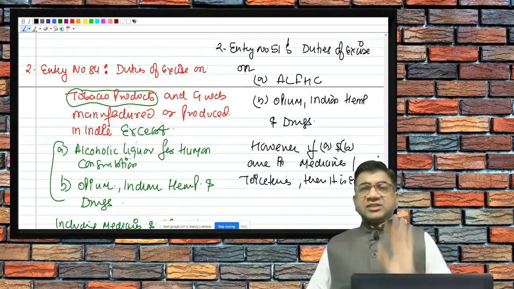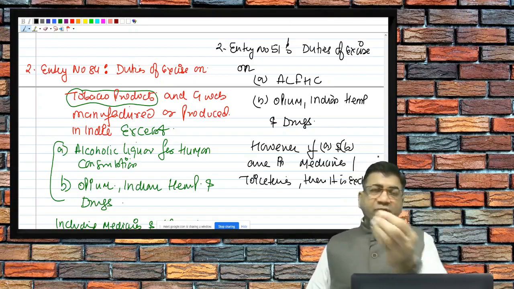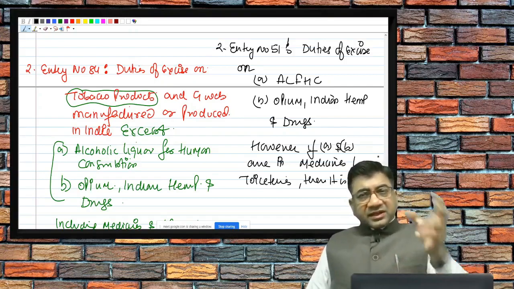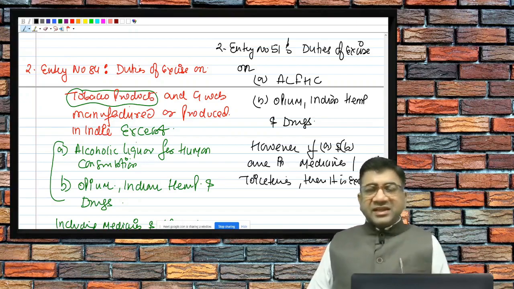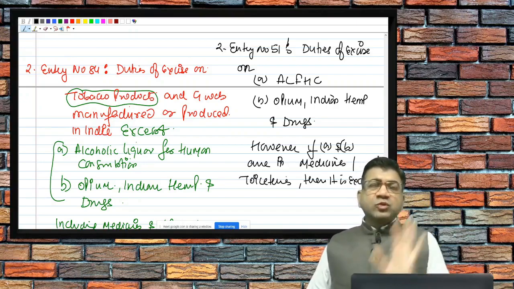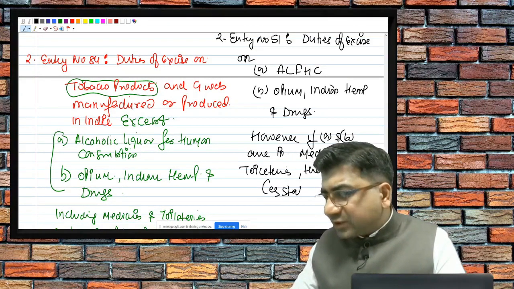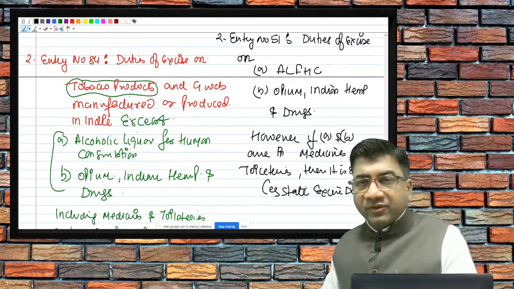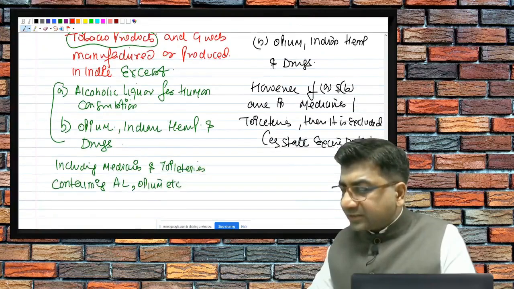So the excise duties that were levied by the state government were on alcoholic liquor for human consumption and opium, Indian hemp and drugs. But if this alcoholic liquor or opium or drug etcetera is there in the medicines and toiletries, then it has to be excluded. And on this basis, state excise duties were levied. Now, this is entry number 51. Leave 2 or 3 lines below.